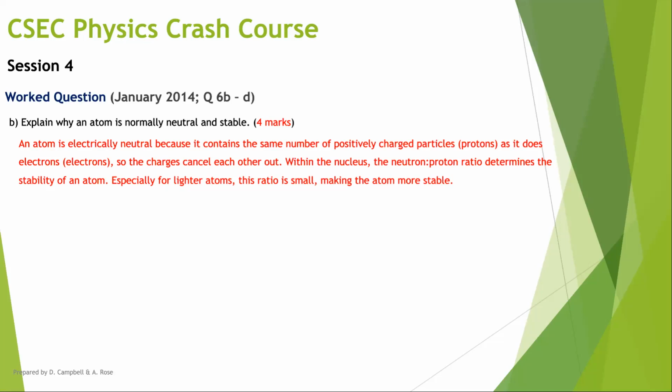But mostly in the lighter atoms, the ratio of neutrons to protons is pretty small. It's usually almost a 1-to-1 ratio, and that makes the atom more stable. Now, figure 5 shows the structure of an atom of an element X.